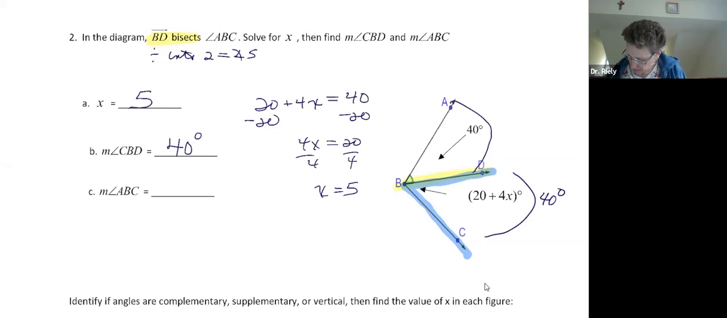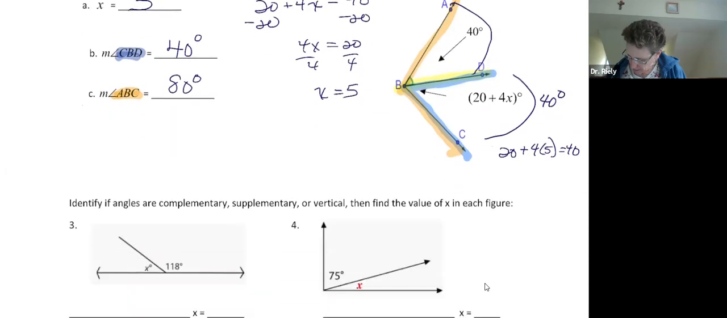Okay, so I could go ahead and put 40 degrees in there and be confident that that's correct. I also could have taken the 20 plus 4 times 5 and gotten 40 that way, just to affirm the fact that my x calculation was correct. Okay, now they're asking for angle ABC. So angle ABC is this big one. CBD is the blue one. So the big guy is going to be 2 times the 40s, or 40 plus 40. In any event, you're going to get 80 degrees. Okay, done.